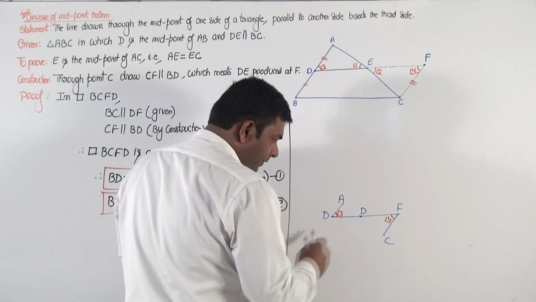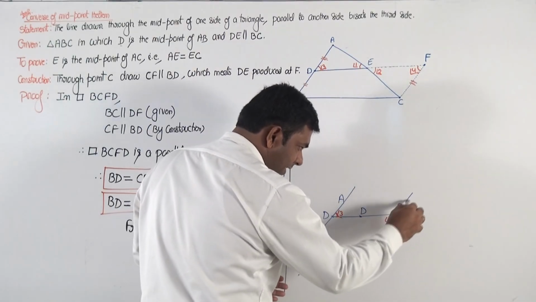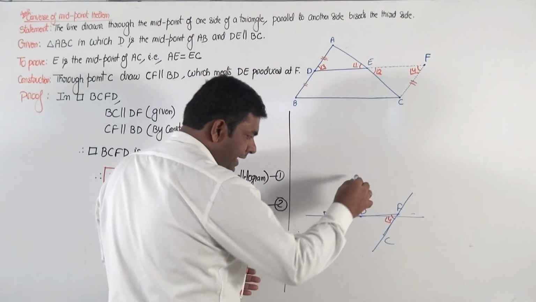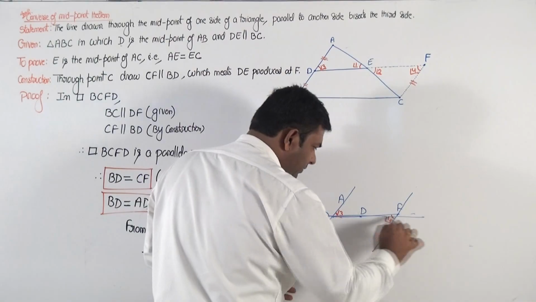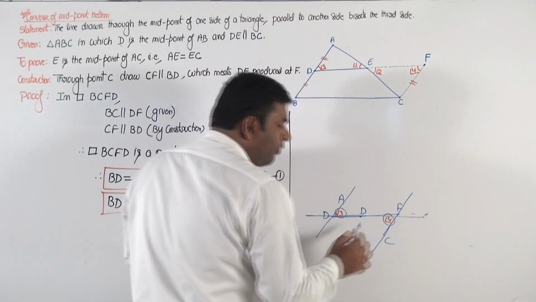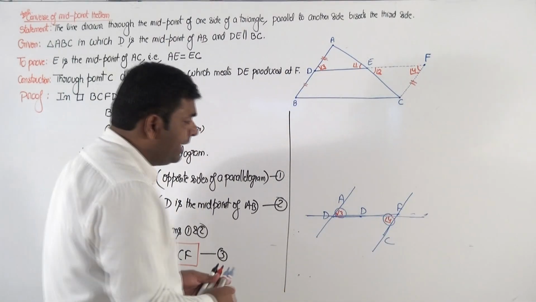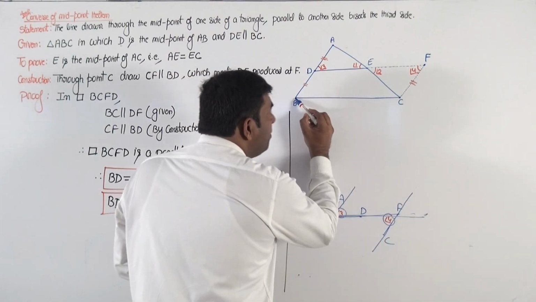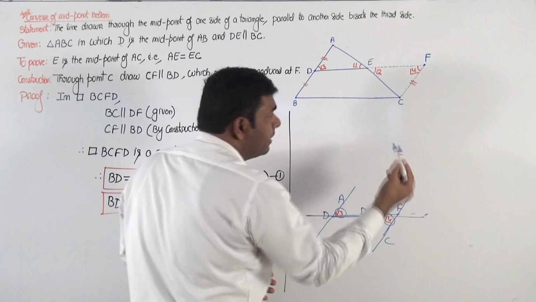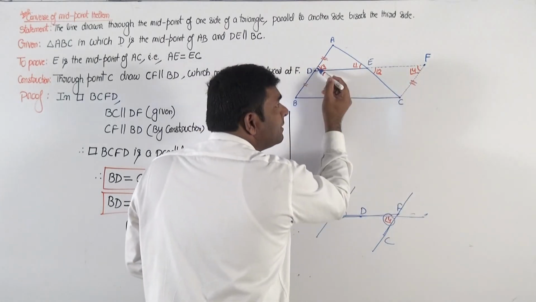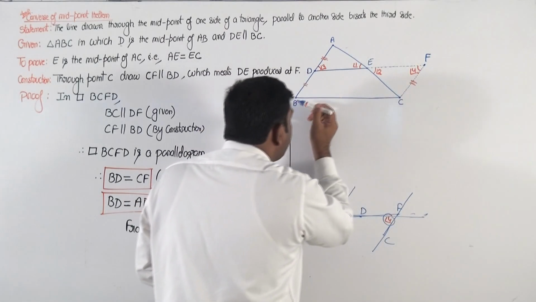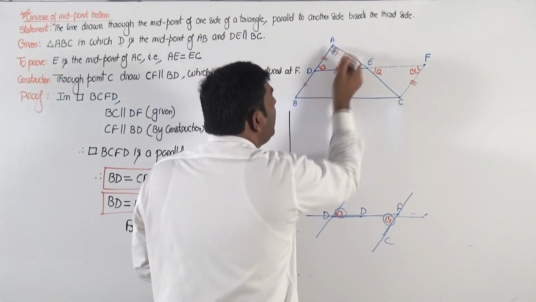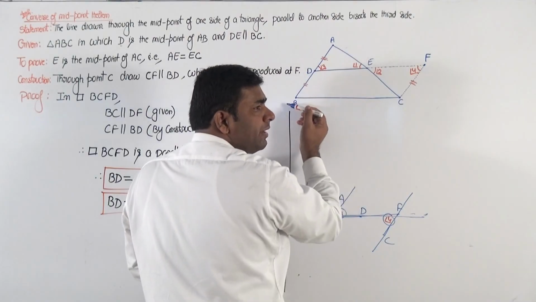AD and CF are two lines like this, and this is a transversal, isn't it? So the angle 3 and angle 4 are what? Alternate interior angles. क्योंकि ये दोनों parallel है ना. How could I say ये दोनों parallel है? क्योंकि BCFD by construction this is parallel to this. By construction CF is parallel to BD.